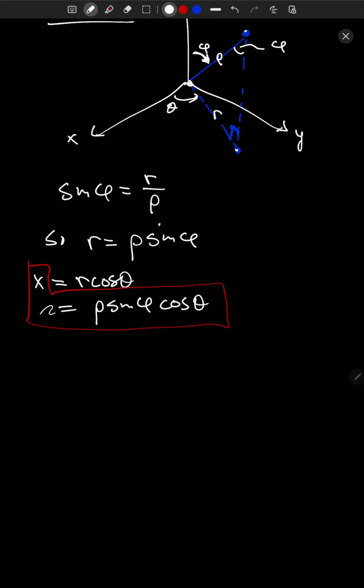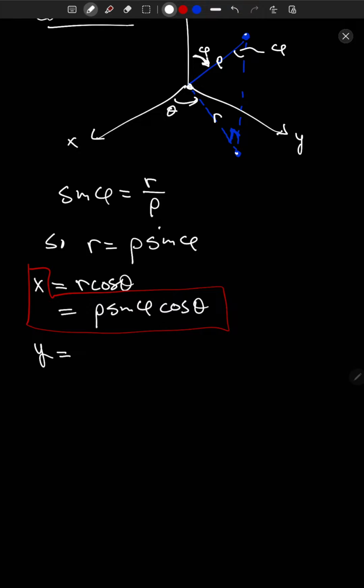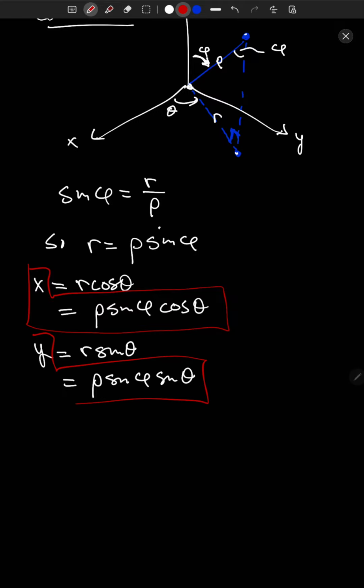From polar coordinates, we know y is equal to r sine theta. And so if r is rho sine phi, this is rho sine phi sine theta. Okay, again, these are slightly nasty looking formulas, but you can always reproduce them very quickly if you need them through this picture that we have above. Okay, what about z?